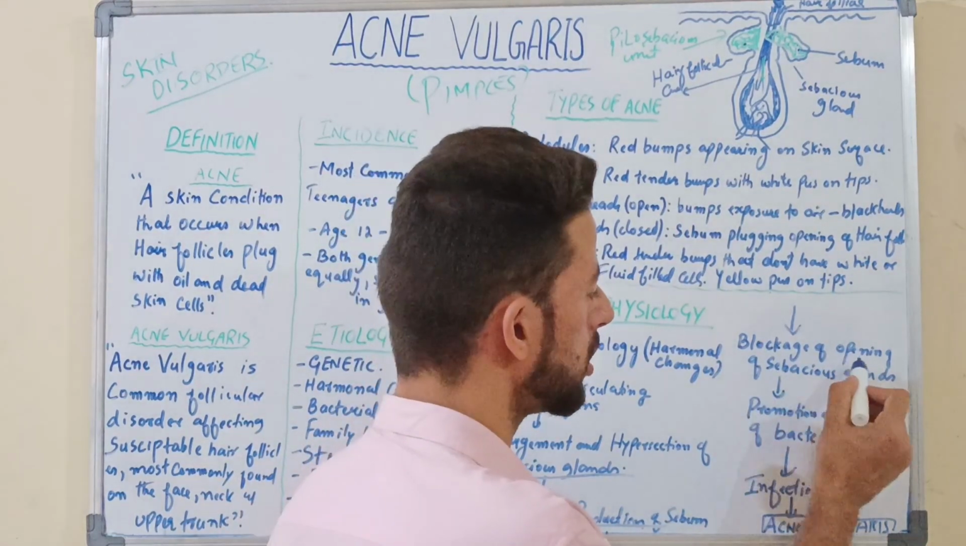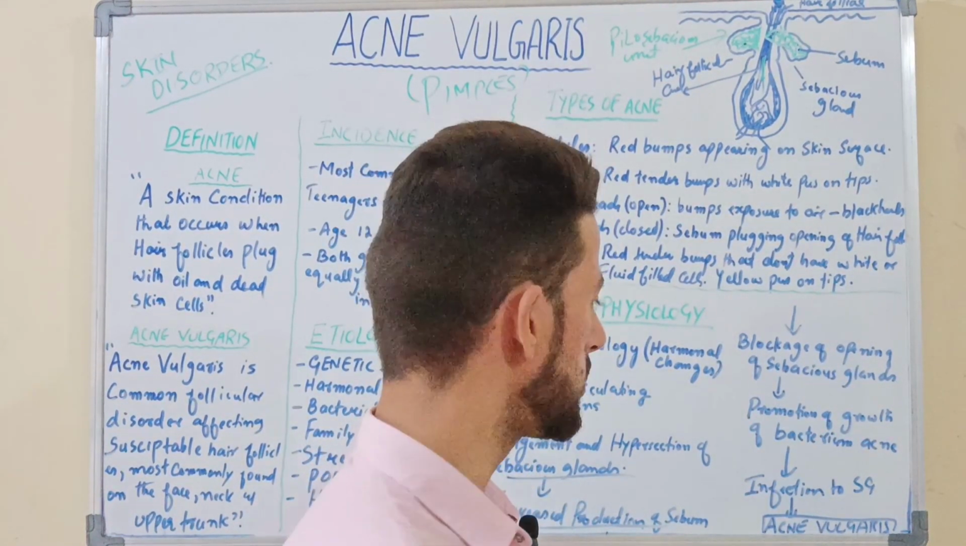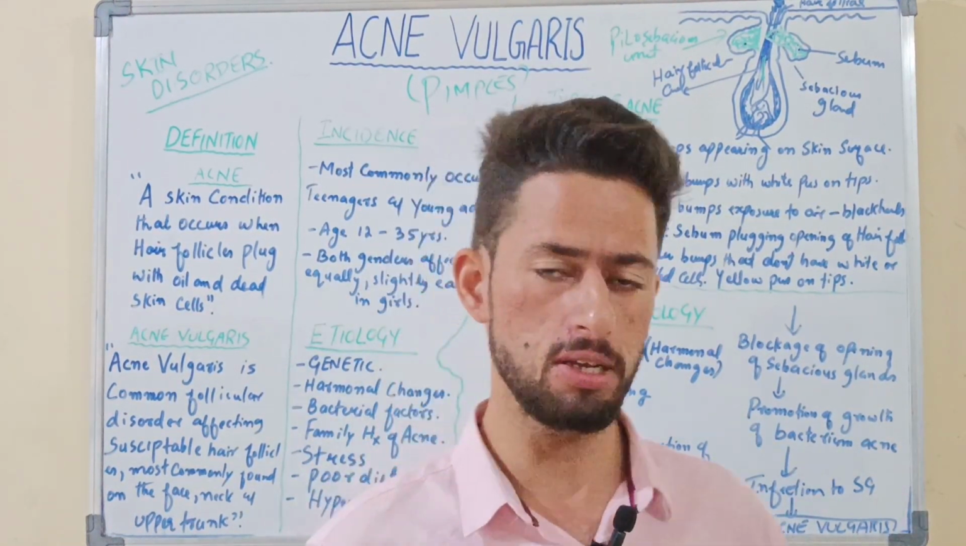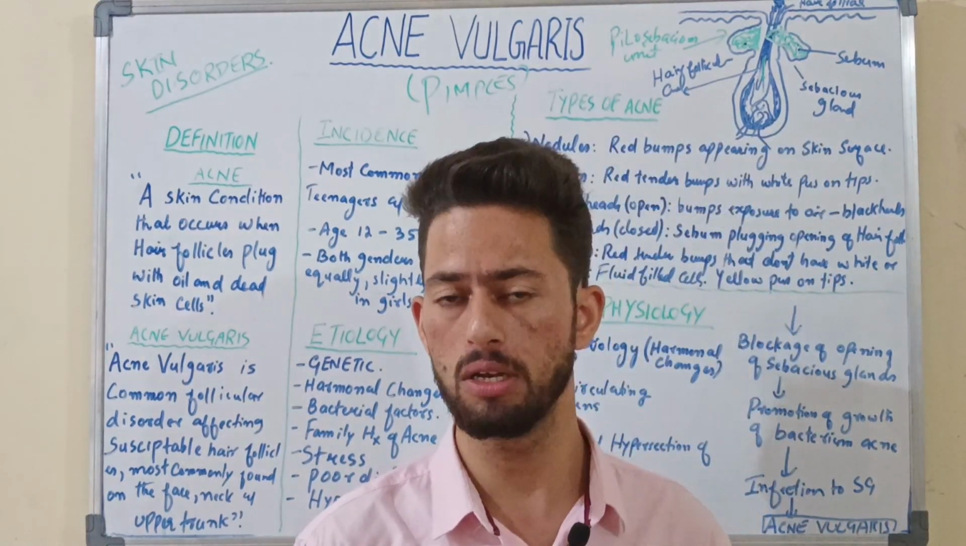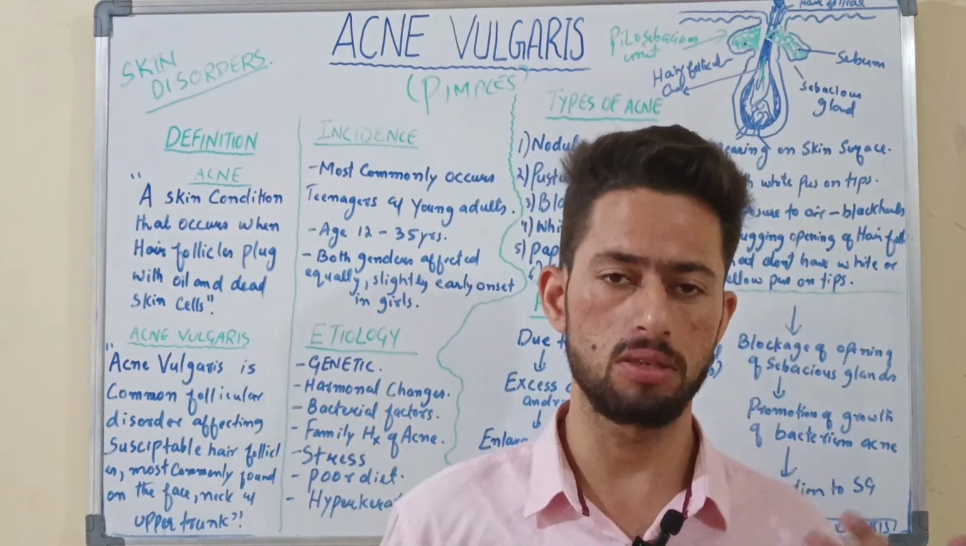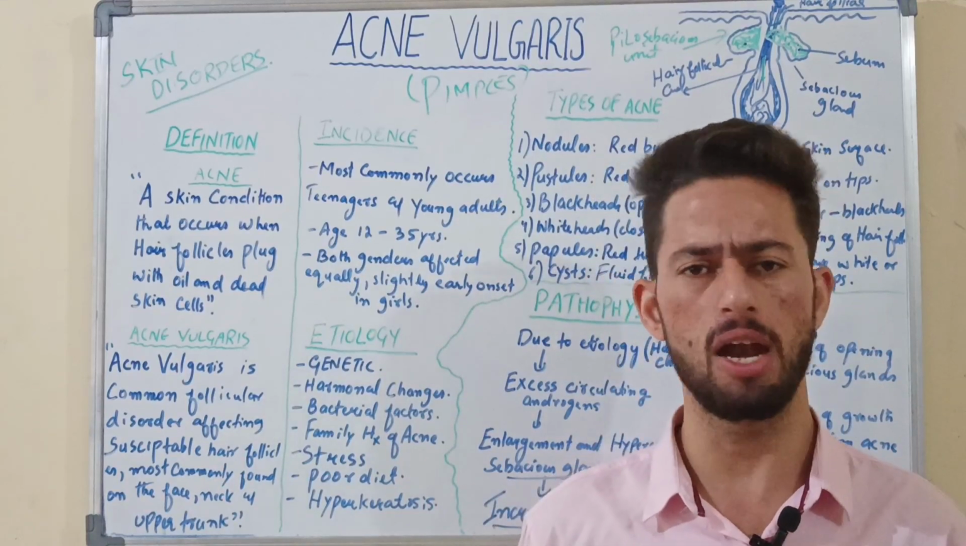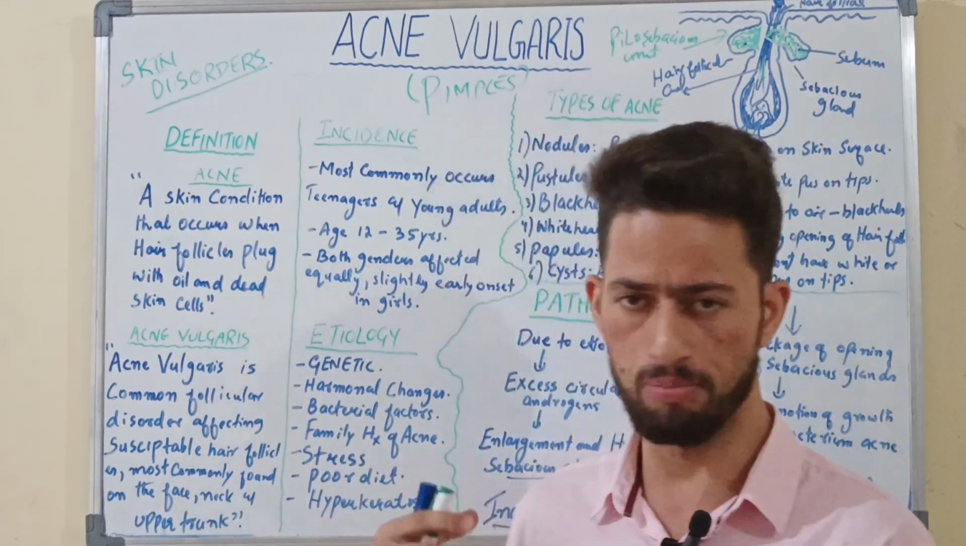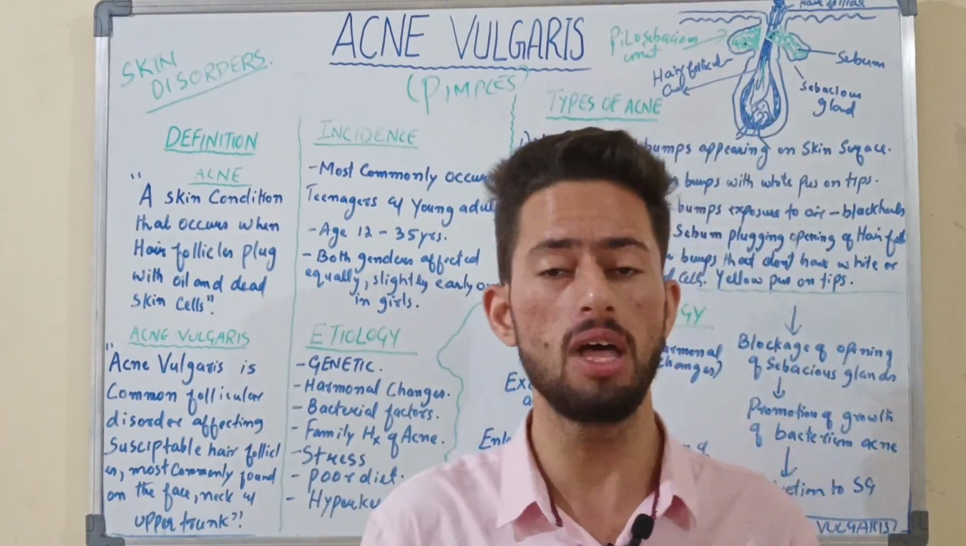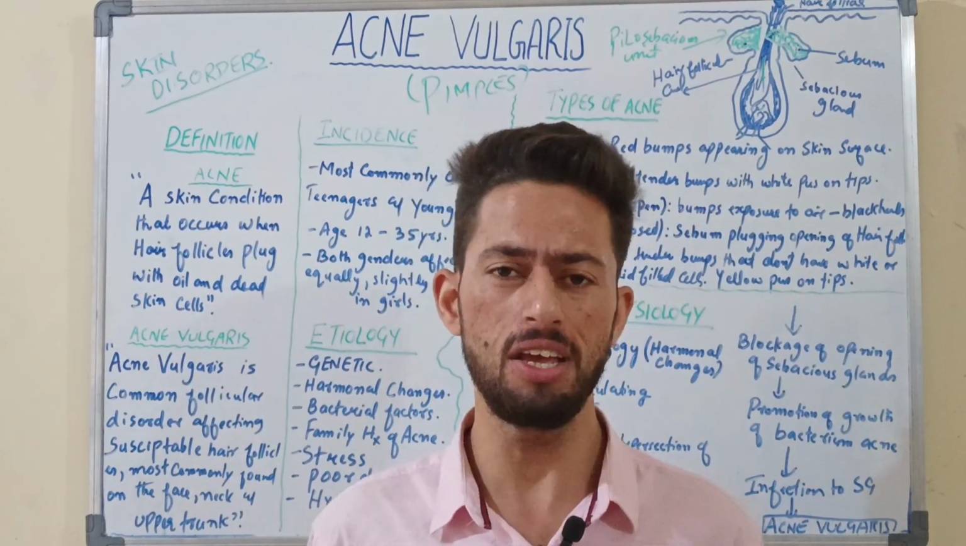Okay, so we can see blockage of the opening of the sebaceous glands, and that will lead to the promotion of growth of bacteria, and lastly it results in the formation of red bumps, we can say pimples, or acne. So this is all about the pathophysiology of acne vulgaris.